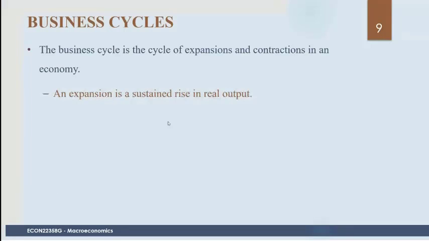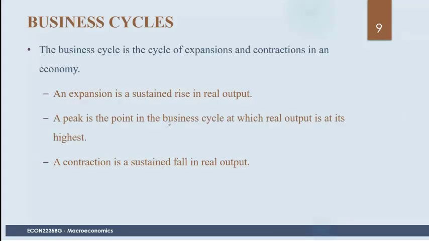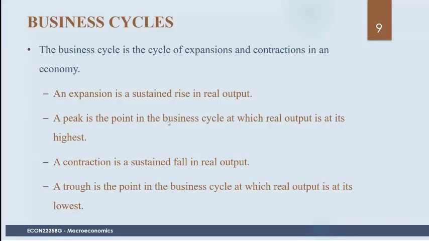I'm sure you know what business cycles are, but a business cycle is just a cycle of expansions and contractions in an economy. An expansion is a sustained rise in real output. A contraction is a sustained fall in real output. The peak is the point in the business cycle at which real output is at its highest, and then a contraction is when it falls, and so a trough is the point on the business cycle where it's at its lowest.